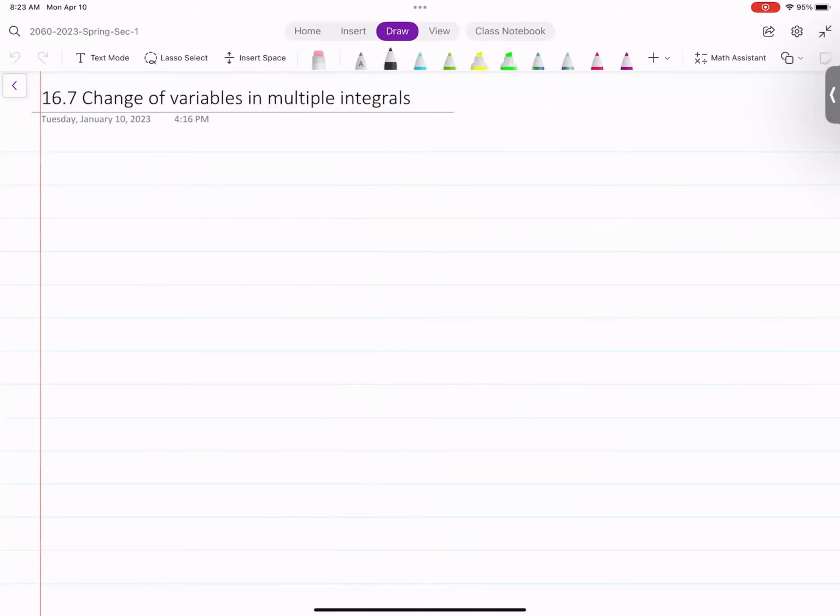Same thing with changing variables in multiple integrals. So actually, if you think about the idea of changing variables, we have seen that. If you have a rectangular system of coordinates, a rectangle is a rectangle.